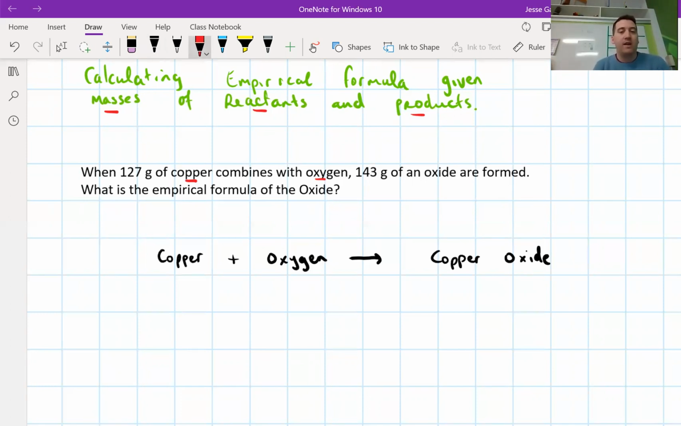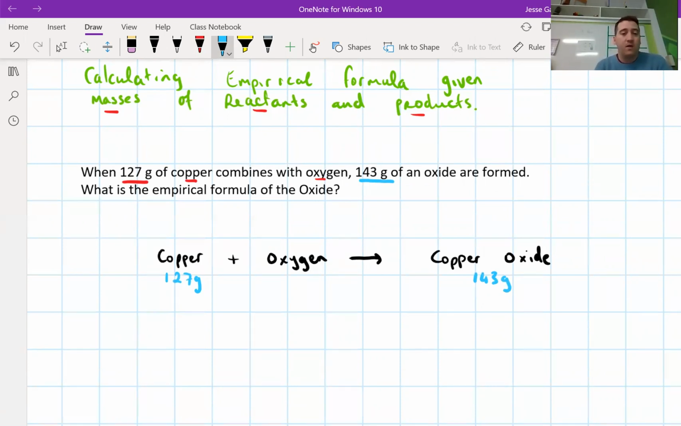The next thing I will begin by doing is start writing down what I know. I know I've got this amount of copper. So underneath my copper here, I'm going to go ahead and write down how much I have. I have 127 grams. What else do I know? I know that I made 143 grams of the oxide. 143 grams of the oxide like this.